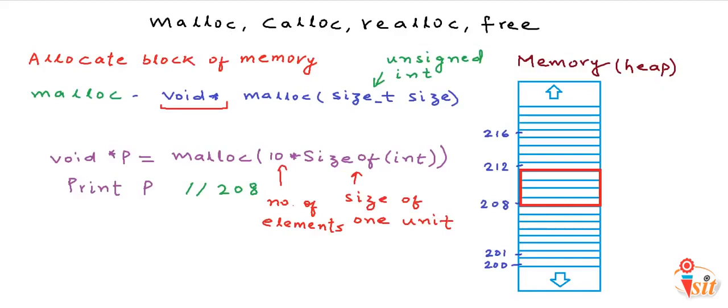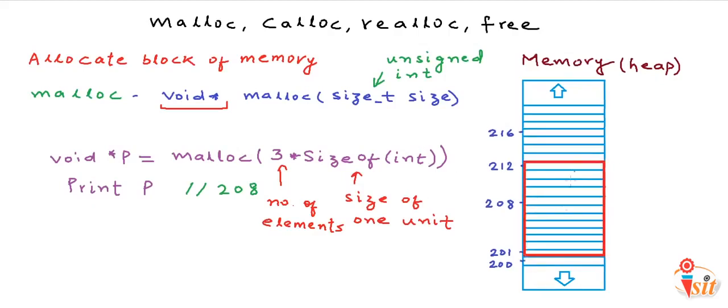Let's say we want to have space for 3 integers. I have picked 3 so that I have enough space to allocate memory in the figure that I'm showing here. Let's say this block of 12 bytes is allocated because the size of an integer is typically 4 bytes. So this starting address would be 201.